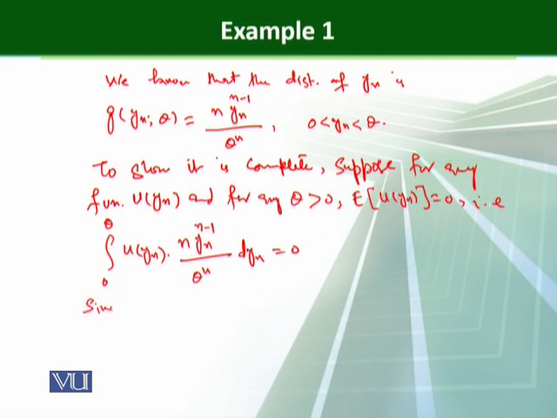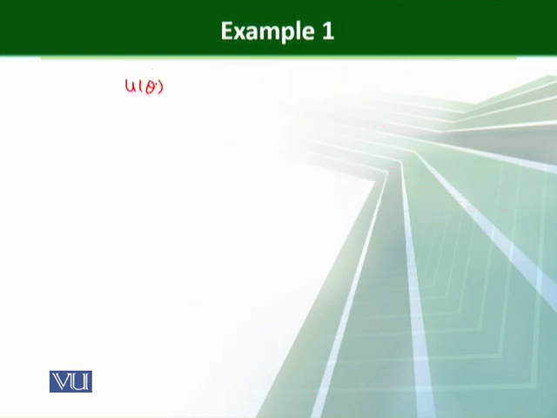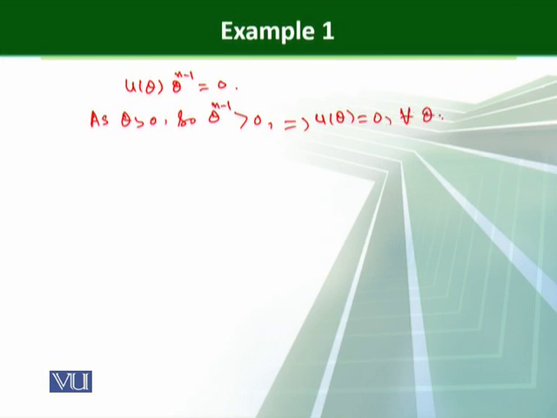Since it is given that theta is greater than 0, so we have the integral from 0 to theta of u of Yn into Yn raised to power n minus 1 dYn equal to 0. Now differentiating both sides with respect to theta, we get u of theta into theta raised to power n minus 1 equal to 0. As theta is greater than 0, theta raised to power n minus 1 is also greater than 0, and this implies that u of theta is equal to 0 for all theta.